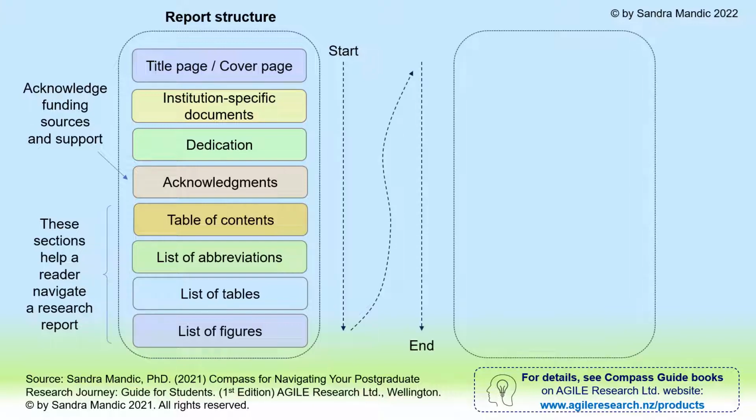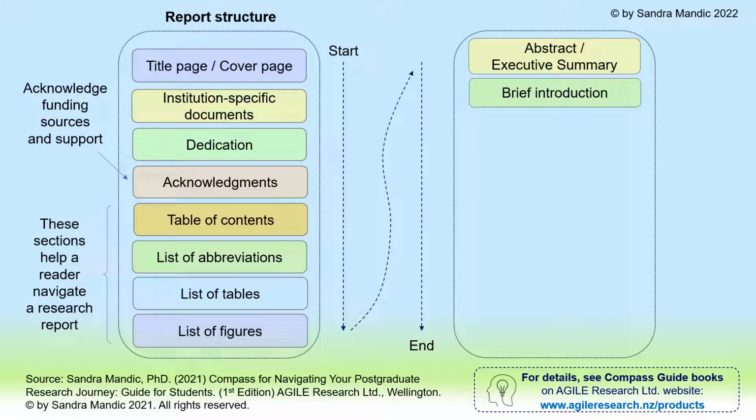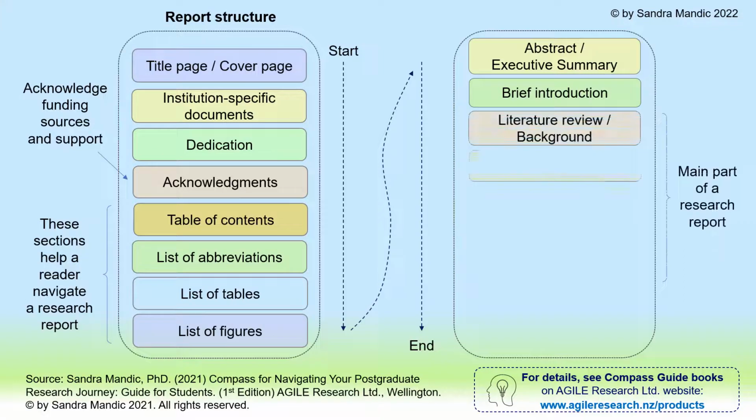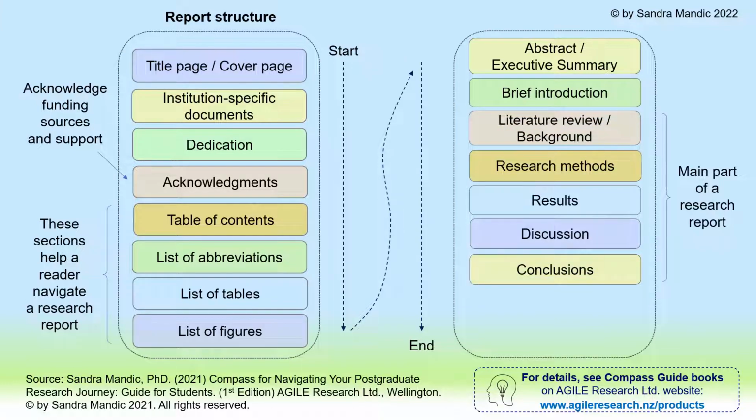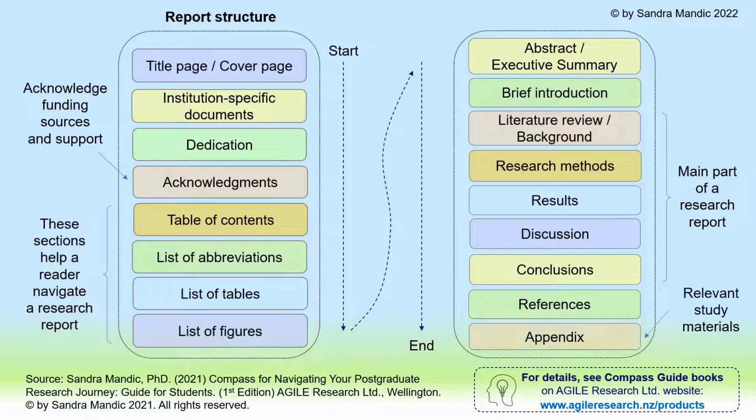An abstract or an executive summary is placed at the start of the main part of the report. Academic theses and dissertations often have a brief introduction section before the main body of the research report. In other types of research reports, such information is included at the start of the background section. Literature review or background, research methods, results, discussion, and conclusion sections comprise the body of the research report. References should be listed at the end of the report. If your report has appendices, include them after the reference list. The structure presented on this slide will ensure that the information in your research report is presented in a logical order.